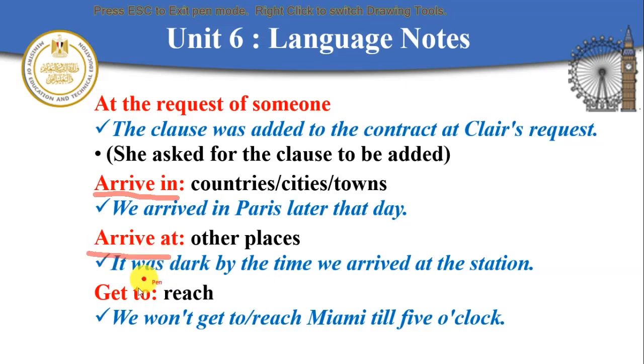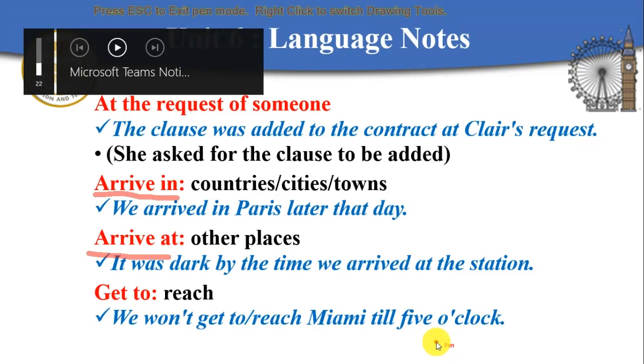It was dark by the time we arrived at the station. At the station, arrived at the school, at the hospital. So it's a certain place, not a big city or a country or a town, a small, specific place. We also have the phrase get to, which means reach something. We won't get to or reach Miami till 5 o'clock. Yes, Ms. Amani.